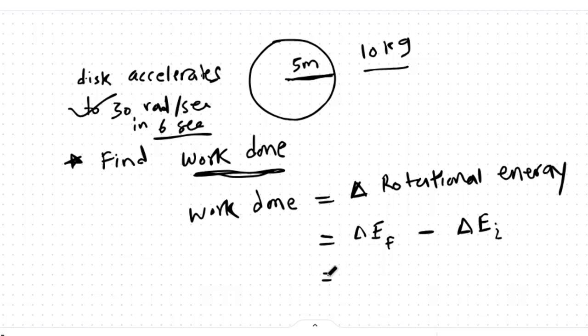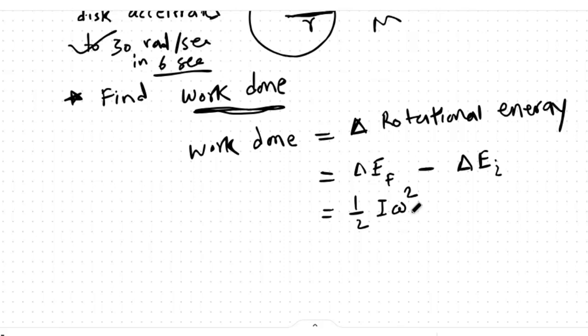For the disk whose radius is r and mass m, the rotational energy is given by 1/2 I omega square. So that will be the final angular velocity term minus 1/2 I omega for the initial angular velocity. We know that the initial angular velocity is 0 because initially the disk was at rest, so this term will be 0. We have to just calculate this thing now.